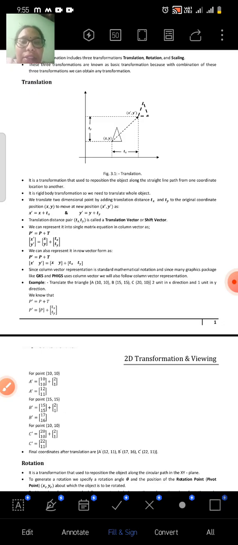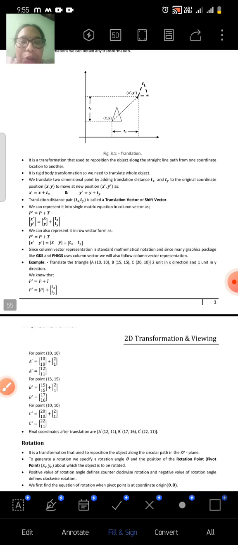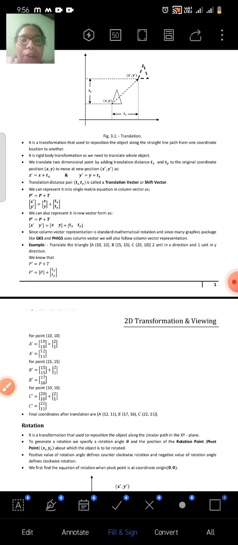Here we translate a two-dimensional point by adding translation distances tx and ty to the original coordinate position x and y, to move it to a new position x dash and y dash. So x dash y dash is the new translated position. We use two formulas for two-dimensional points: the first is x dash equal to x plus tx, to find the x value, and the next is y dash equal to y plus ty. It is the formula for finding the y dash coordinate position.